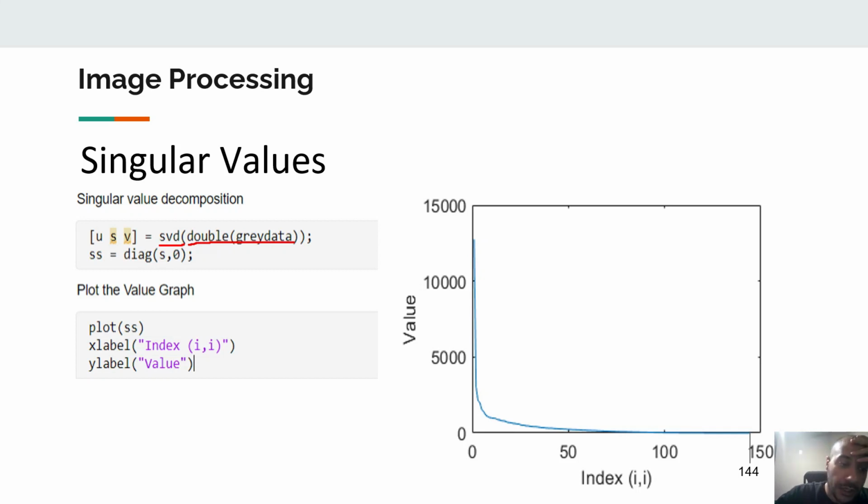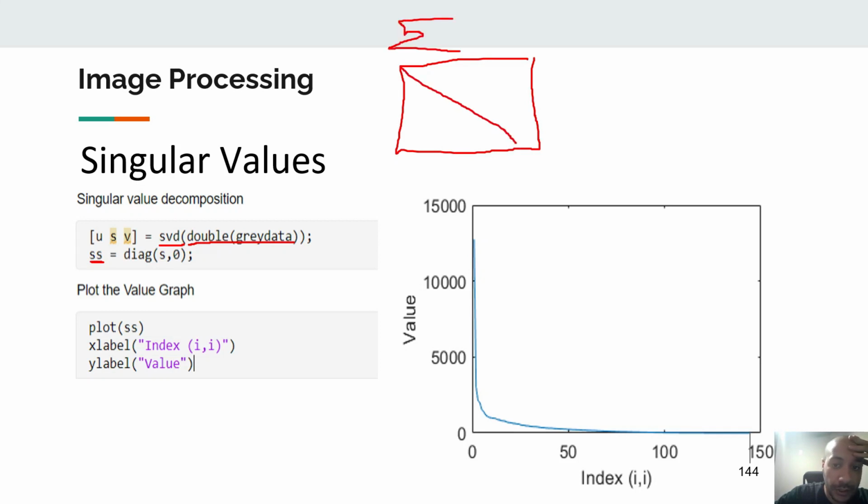After this, I created a small array that takes only the values of the diagonal. You remember the diagonal matrix, or the singular value matrix, or the sigma matrix, had only one diagonal with values, and all the values around this diagonal were zeros. So this function was only taking the values in the diagonal. I'm doing this for a reason.